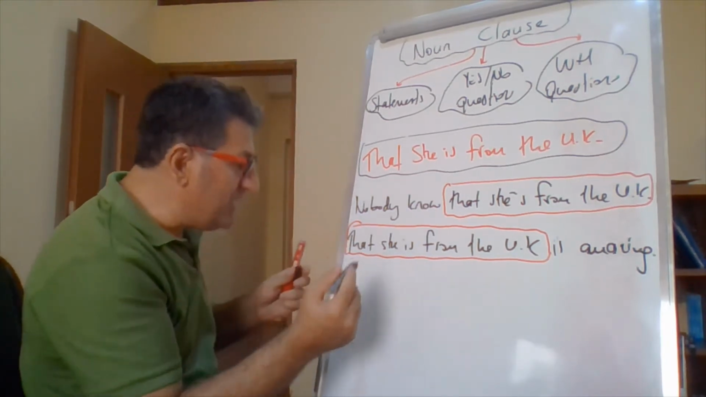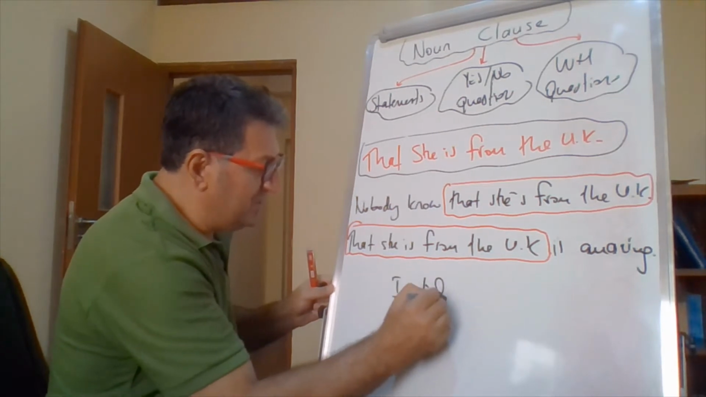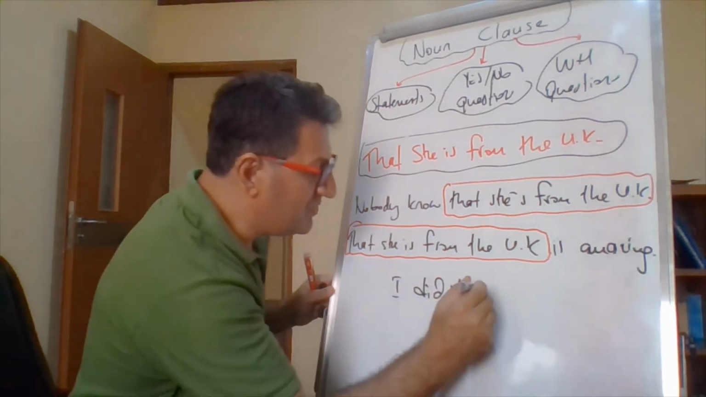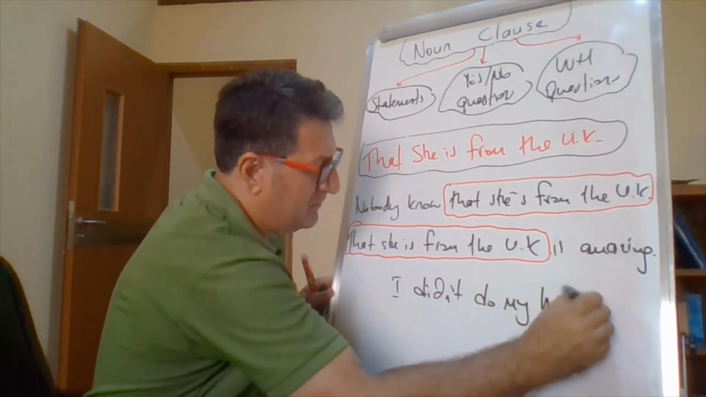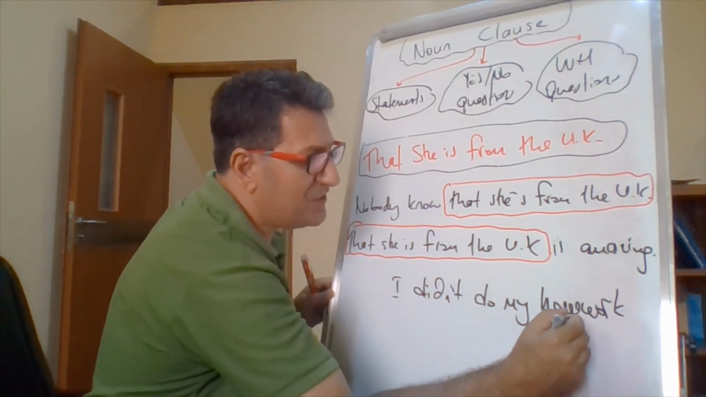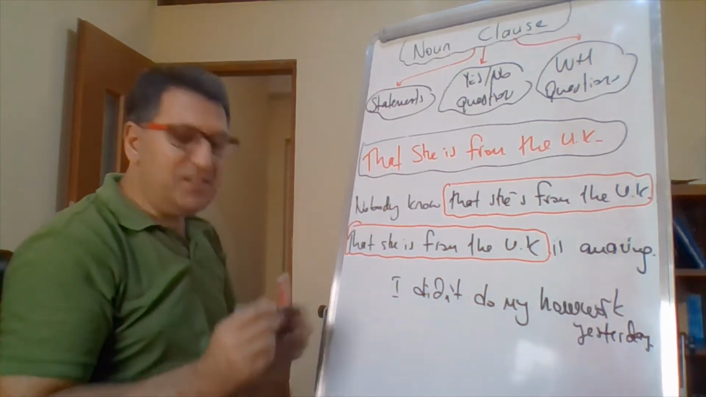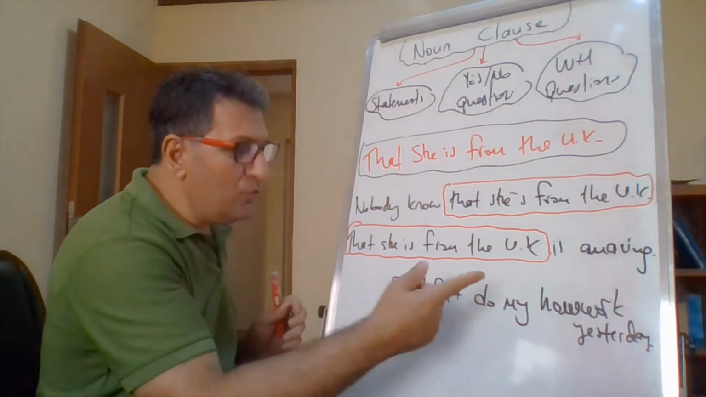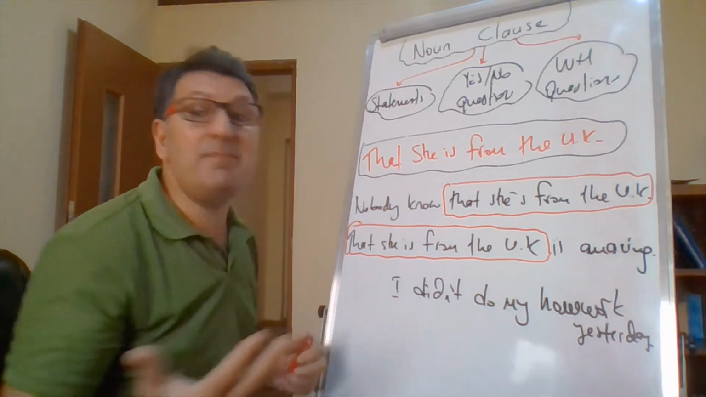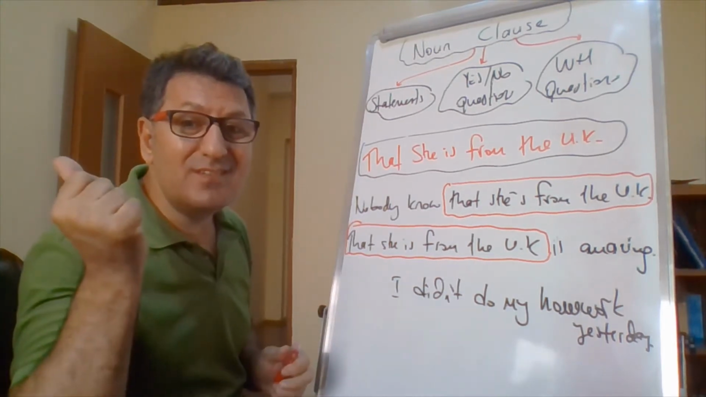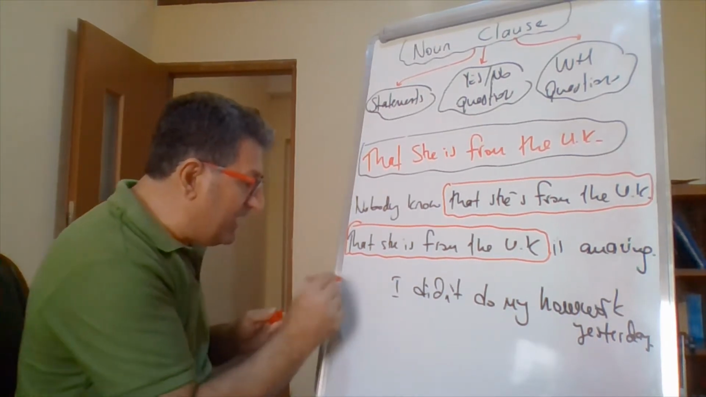For example, please. I didn't do my homework yesterday. Alright, this is my sentence. I didn't do my homework yesterday. This is a sentence. So how can I make it a noun clause? Very, very easy, a piece of cake, just by adding that at the beginning.